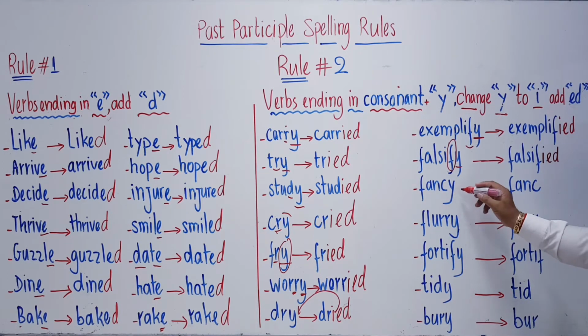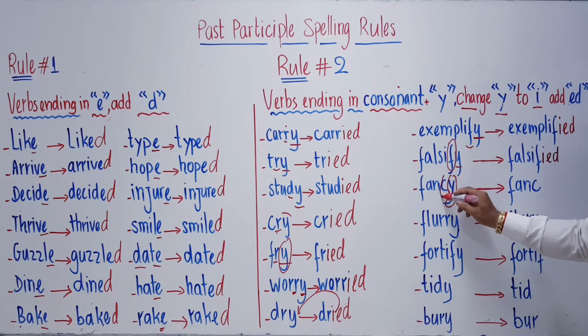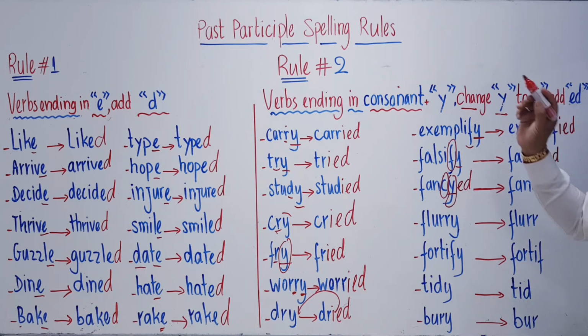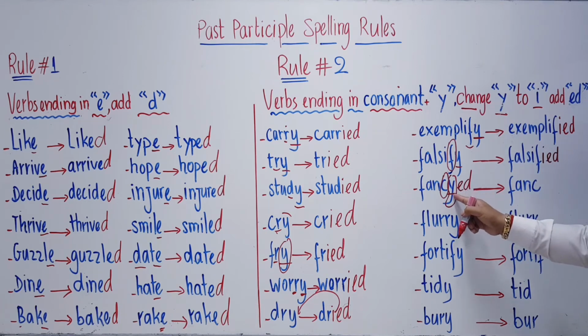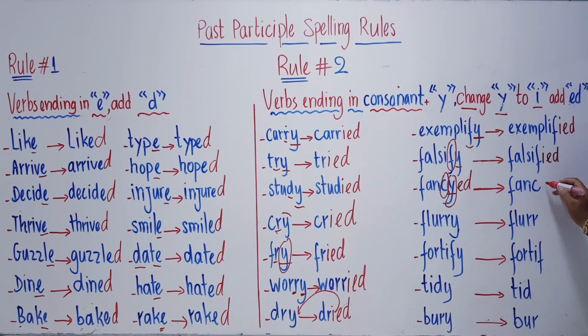Fancy. Look at the end of the verb. Letter Y. And in front of letter Y, we have one of the consonants, letter C. So you cannot just add ED straight away to the verb like that. No way. You have to follow the rule. So Y at the end, C is one of the consonants, it goes to rule number 2. That's why we change Y to I and then add ED. Make sure that you understand it well, right?